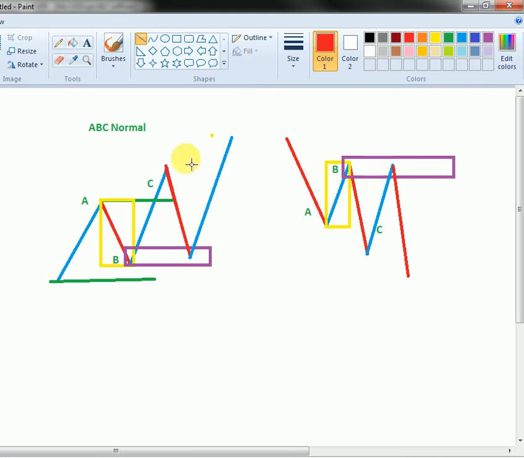So these two examples or these two patterns, we call the ABC normal setup. Alright, so this is the ABC normal setup. Before that, I want to tell all of you, I'm Renko FX. Renko FX is a trader, a scalper. I like to be a scalper and I trade as a scalper. Alright, let's continue.